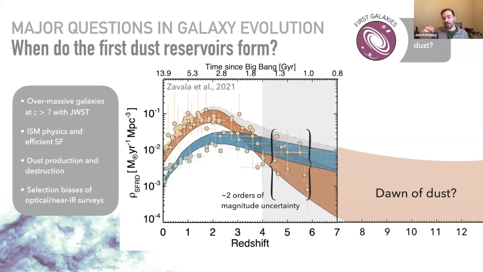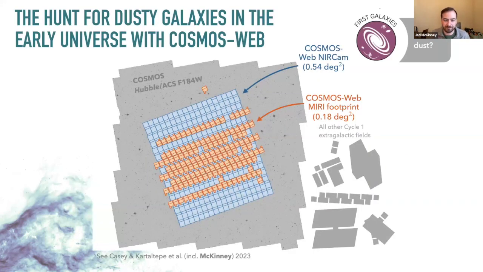The way that I am working on this problem is by pushing into the early universe and trying to find dust-obscured galaxies in the COSMOS-Web survey. COSMOS-Web is a Cycle 1 survey led by Caitlin Casey here at UT Austin. This was the largest Cycle 1 program, with over 200 hours of NIRCam and MIRI observations over the COSMOS field, which is what I'm showing here. You can see it's about a half square degree of contiguous NIRCam tiles, which is incredible. This is larger than all other Cycle 1 extragalactic fields combined.